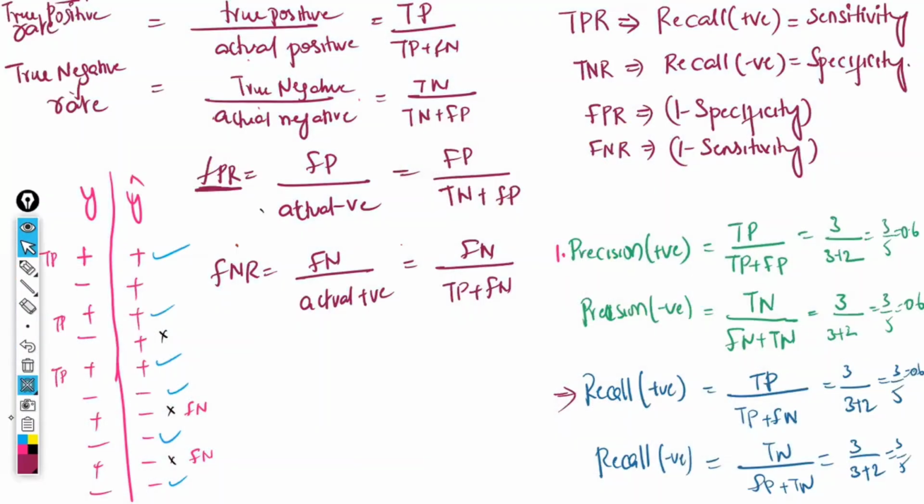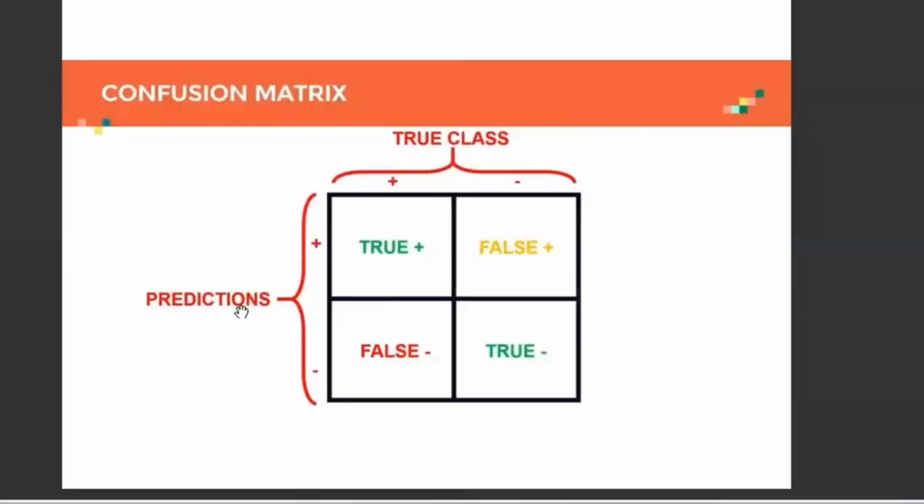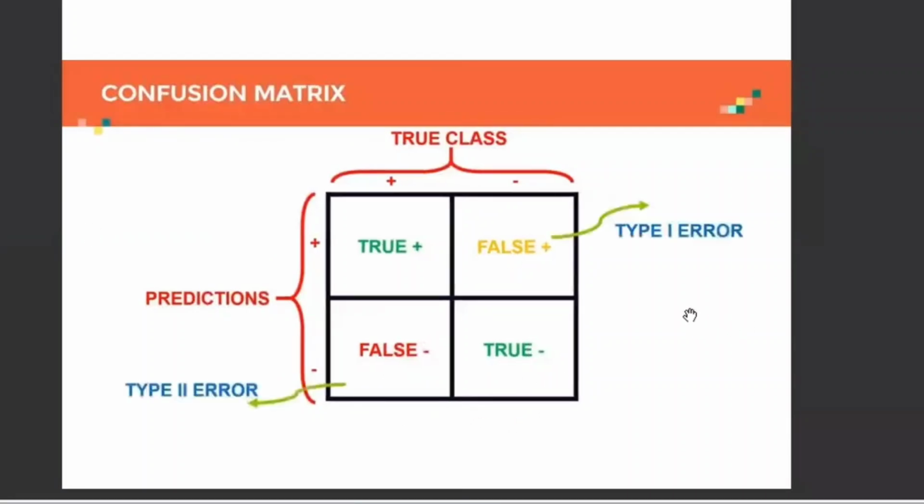Yes, all of them are 0.6 only. Done? Now, here I am taking the true class and the predicted class on this side. So this is the prediction positive now, so it is called true positive. This is called false positive because I am predicting positive. Whatever I am predicting, I am writing on this side. And whatever I am predicting negative, I write negative: true negative, false negative. Now, false positive is called type 1 error, and false negative is called type 2 error.